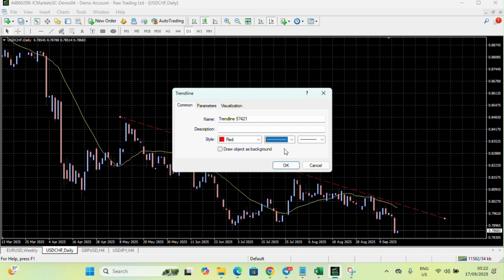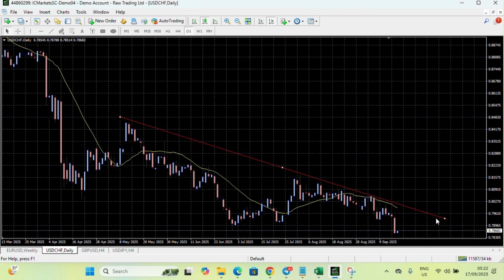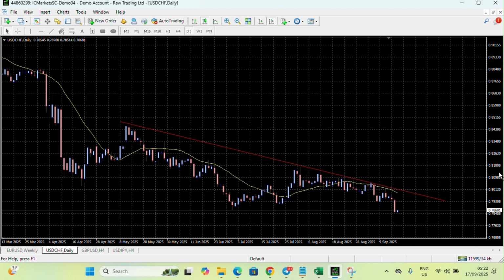Let me change this to this. Okay, and then, all right. So you can see that the market has shown this structure. And what we expect to see is a further drop to the downside.